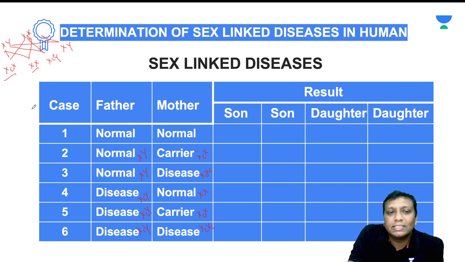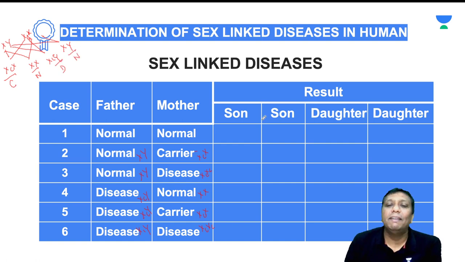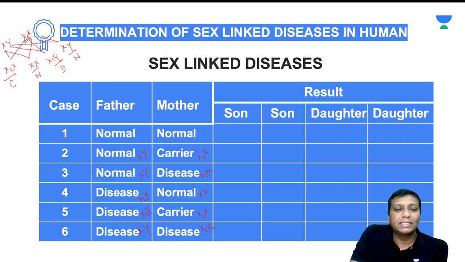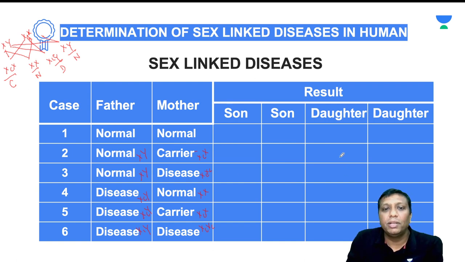See, XCX and XX is what? Carrier daughter, normal daughter. XCY, diseased son; XY, normal son. Everybody clear or not? In this case, what about the possibility? XCX means carrier daughter, XX normal. So here the daughter may be a carrier or normal. Whenever parents of this type have a daughter, it may be either carrier or normal, 50-50%.